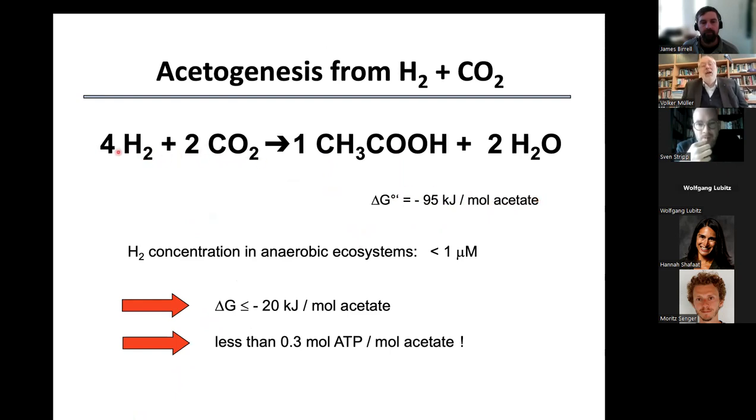If you take molar concentrations of hydrogen that you never encounter in nature. So if you take hydrogen concentrations that people actually measured in anaerobic ecosystems, which are well below 1 micromolar, you end up with delta G values of around 20 kilojoule per mole of acetate, which would give you less than 0.3 mole of ATP per mole of acetate. This is what we call microbial life at the thermodynamic edge or at the thermodynamic equilibrium.